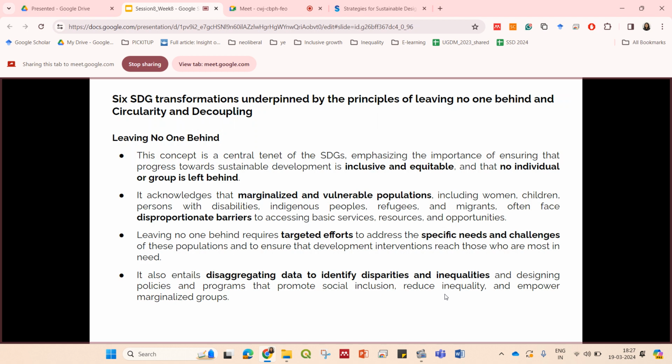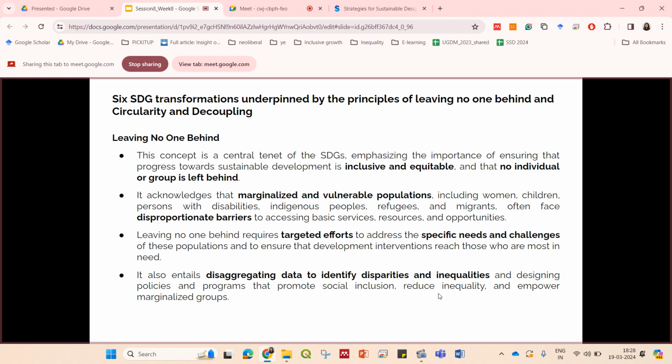So in the lectures you discussed 6 SDG transformations that have been underpinned by the principles of leaving no one behind, the principle of circularity and the principle of decoupling. So these are three essential principles which form a central part of sustainable design, or how you design things sustainably. These are three key aspects which guide our methods or our processes for a sustainable design.